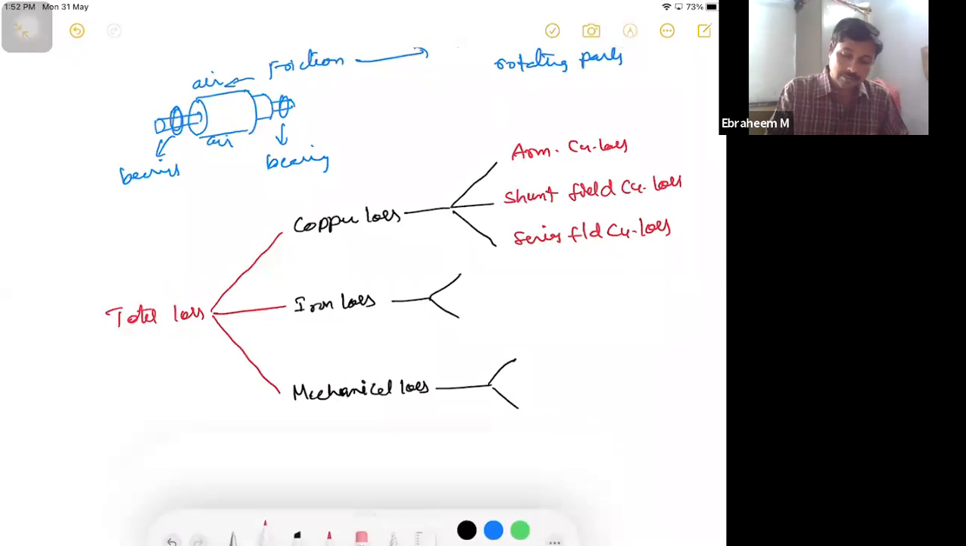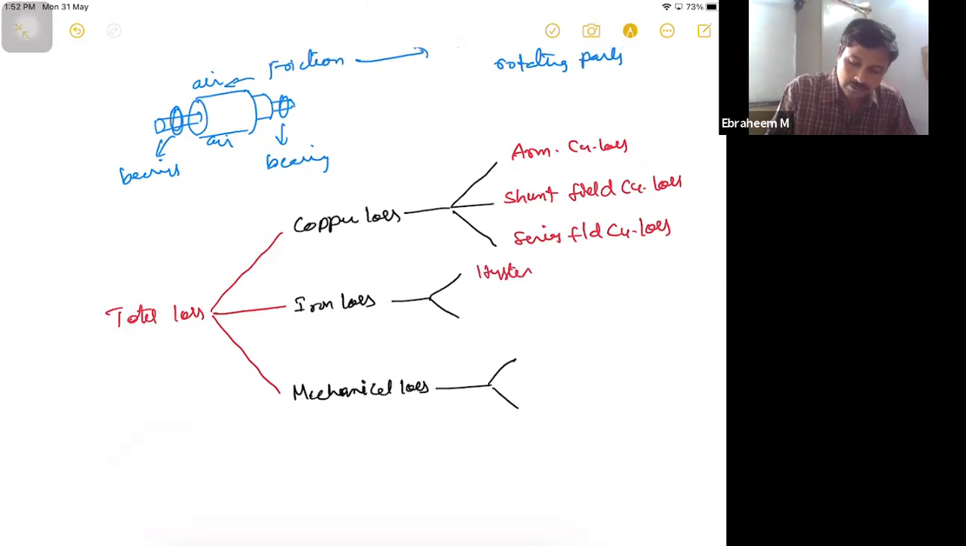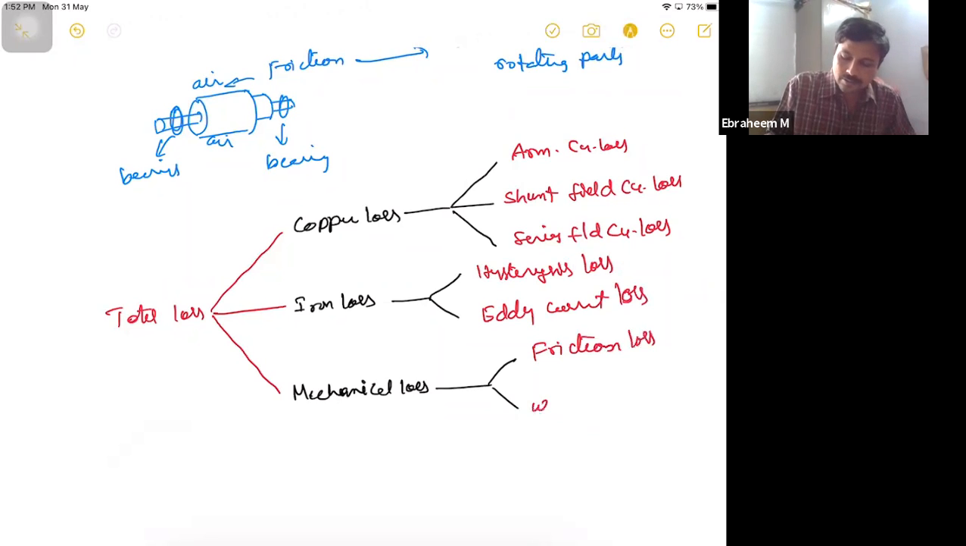Next, in iron loss, hysteresis loss and eddy current loss. In mechanical loss, one is friction loss, second one windage loss. So this is a picture of the total losses that can occur in a DC machine.